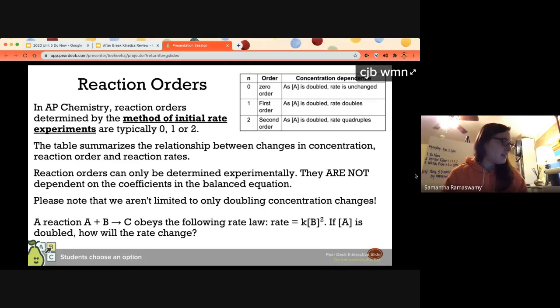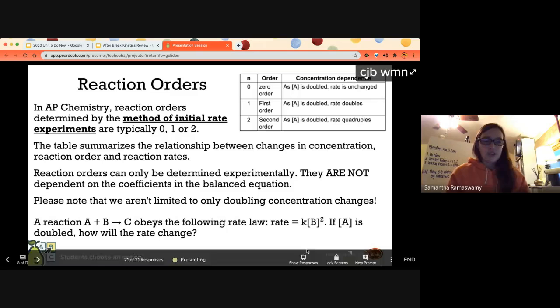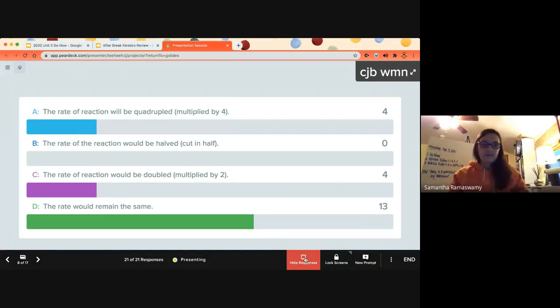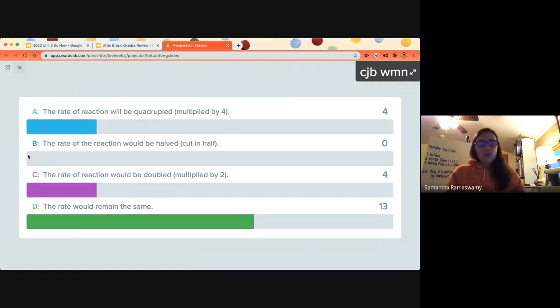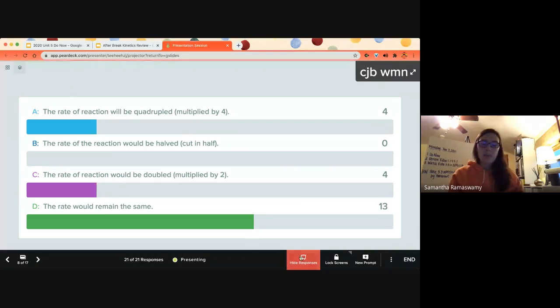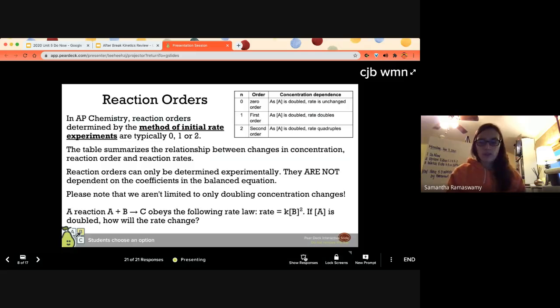Okay, so let's take a look at the responses here. And we have a few different answer choices. So at least we know that B was not correct, right? We're not cutting anything in half. So we had some people say the rate will be quadrupled, some say it will be doubled, and then 13 people said it would remain the same. So here's what I want you to focus on.